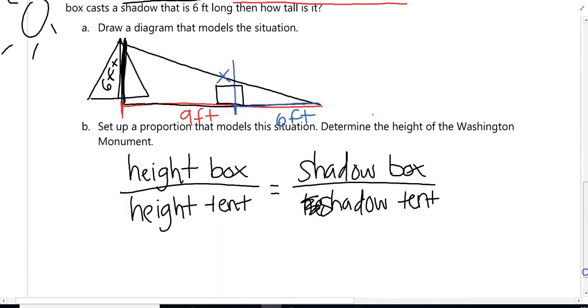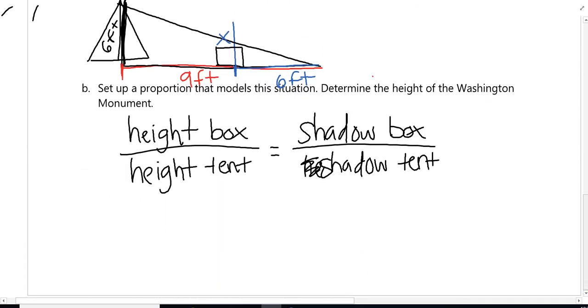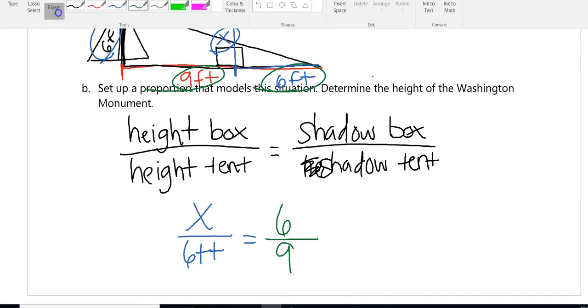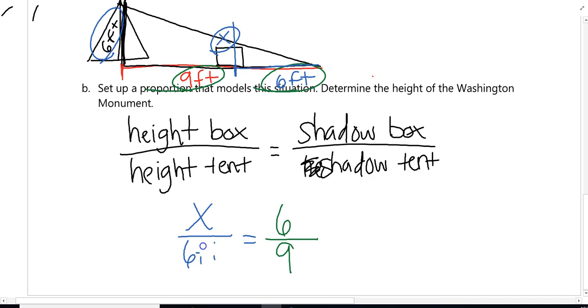So my height of the box, well, we don't know what that is, right? That was my x. Over the height of the tent, that's 6 feet. This is going to be equal to the shadow of the box. So my shadow of the box is 6 over the shadow of the tent, which is 9. I didn't need to write the feet there. We don't need the units in the problem as long as we have our units in our final answer.